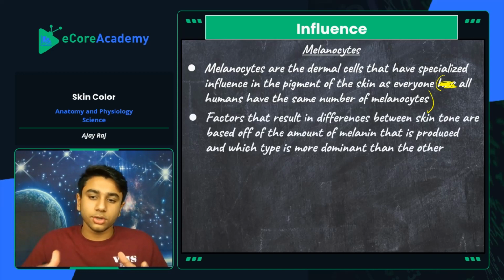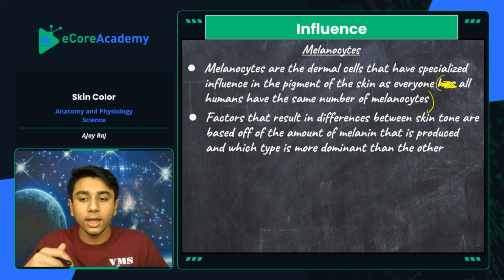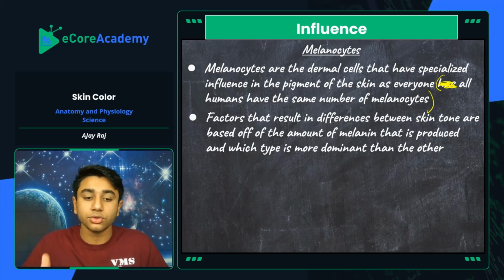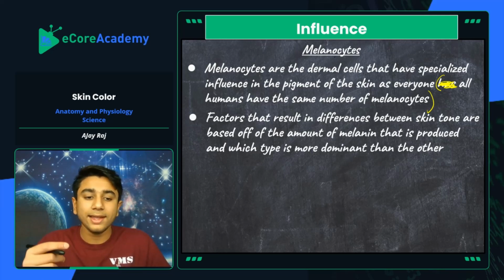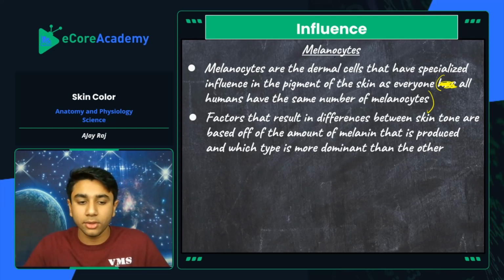Factors that result in differences between skin tone are based off of the amount of melanin that is produced by each melanocyte and is triggered by the hormones within the body, and that's all governed by the integumentary system. It also depends on which type is more dominant than the other. There are different types of melanin, and melanin in general is what's produced by melanocytes. So in short, melanocytes are not what make the difference for skin tone. It's the amount of melanin and the type of melanin that your melanocytes are programmed to produce.